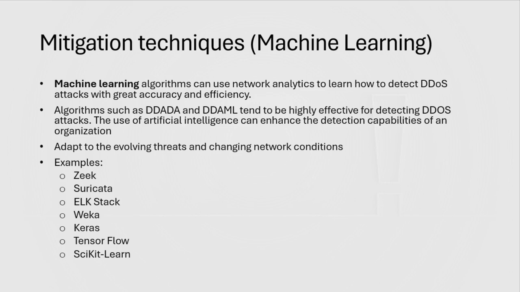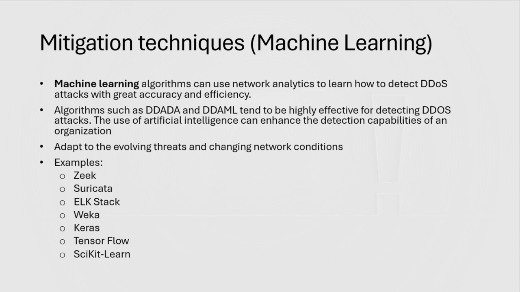On the other hand, DDAML, or DDoS Detection Algorithm Based on Machine Learning, utilizes machine learning models trained on the network traffic data, including both normal and DDoS attack data. These models learn to identify complex patterns and characteristics of DDoS traffic, enabling them to classify network traffic as malicious or legitimate for real-time detection.